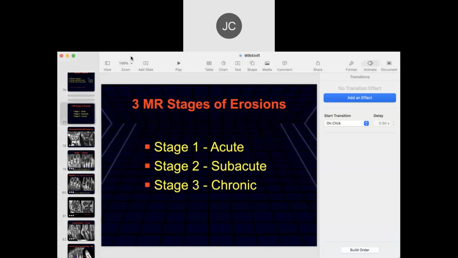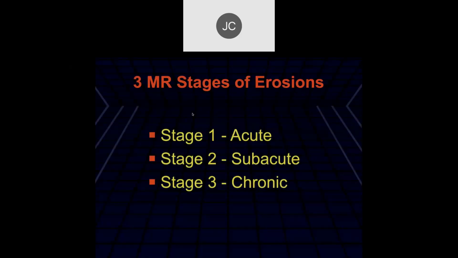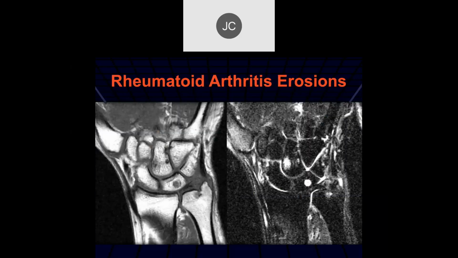Okay, so we're talking about erosions in rheumatoid arthritis. And remember, we talked about three stages: the acute stage, which is dominated by osteitis; a subacute stage, where you start having a hole in the bone with some containment of the inflammatory response; and then the chronic phase is when you start getting scarring and healing in of the lesion.